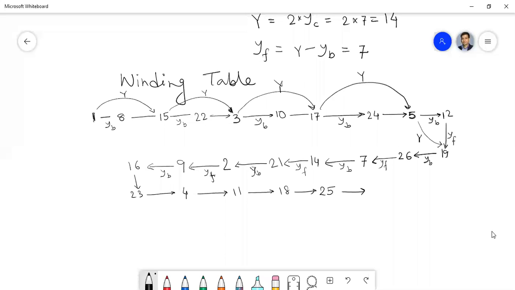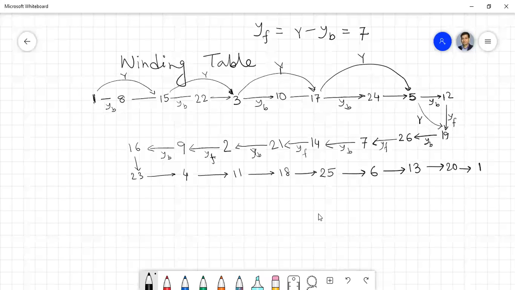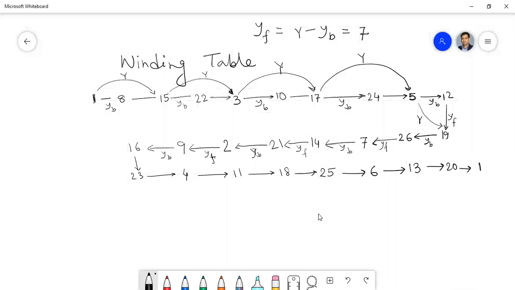Okay, so 25 plus 7, how much? 32. So 26 plus 6, so it will be 6. And then 6 plus 7, 13, and then it is 20, then it will come back to the 1. So this is how the complete winding diagram is drawn. Is it clear? This is the winding table for the wave winding.